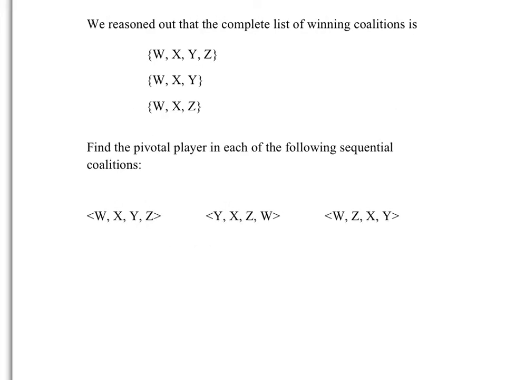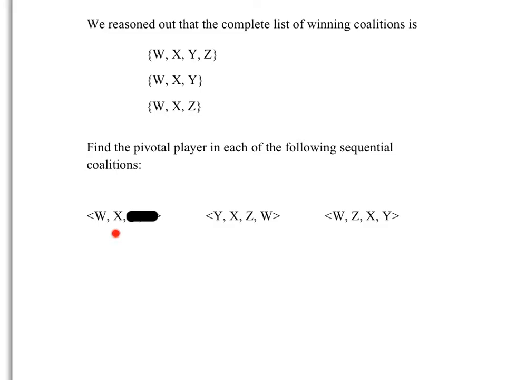Once we have that complete list, we can use the same technique as in the previous problem to figure out who's pivotal in each sequential coalition, of which I happen to have picked 3 to display here to illustrate the technique. So we ask, is W alone a winning coalition? No, W alone is not a winning coalition, so W is not pivotal.